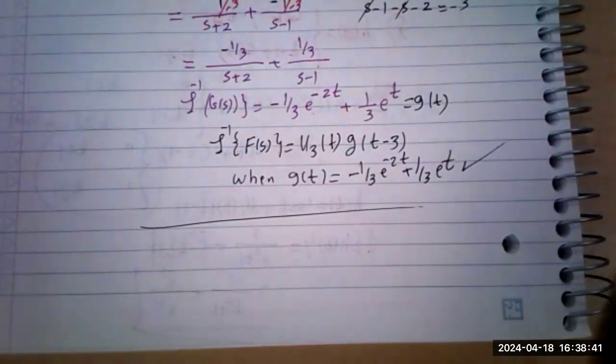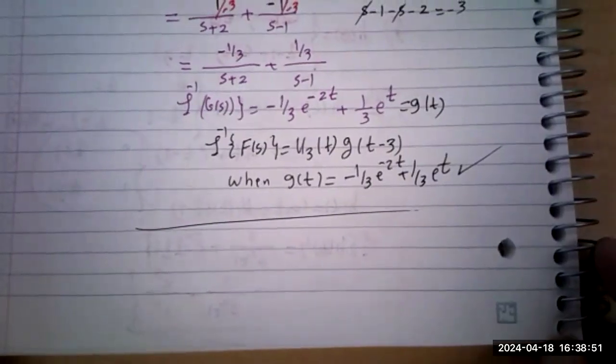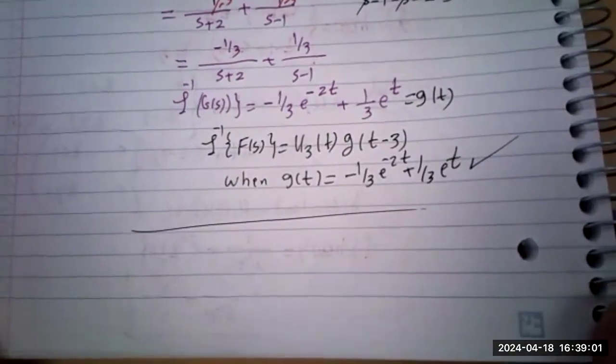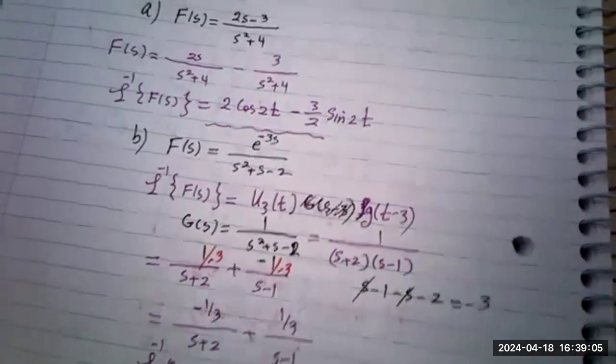Okay, so that was part B. Any questions? If the denominator is factorable, this is the way we do it. It's going to be the second translation theorem. We need one more: the case where the denominator is not factorable, and you have to use the completing the square method and the other translation. Are you ready?